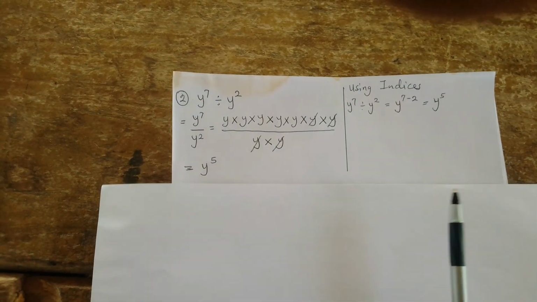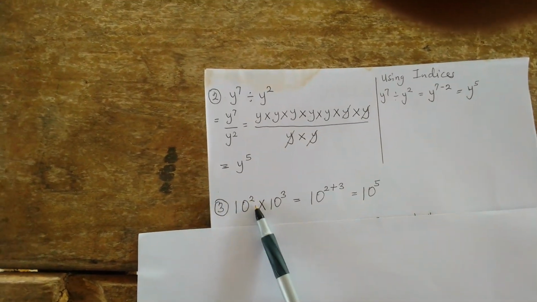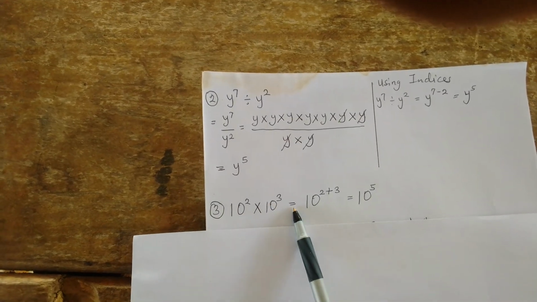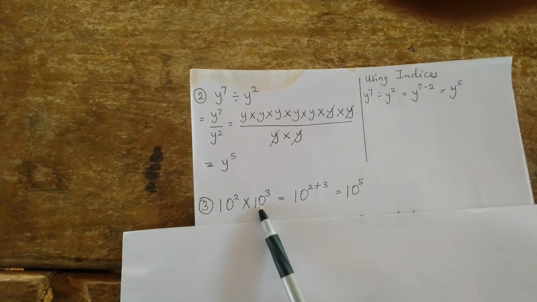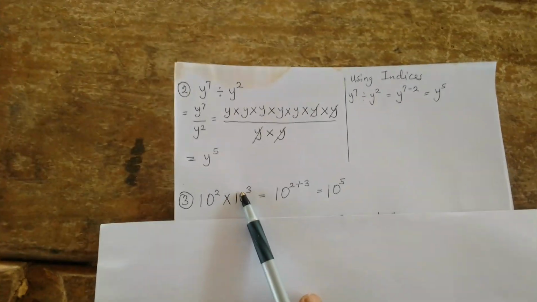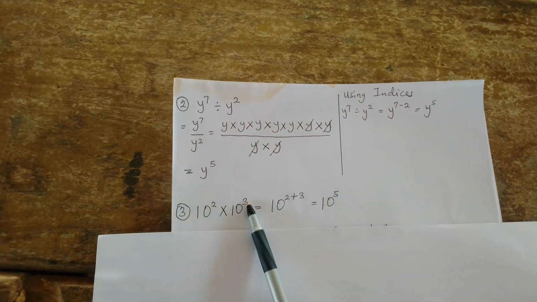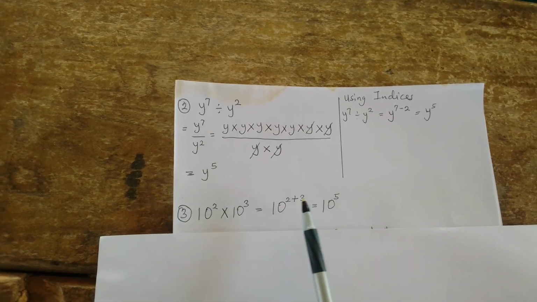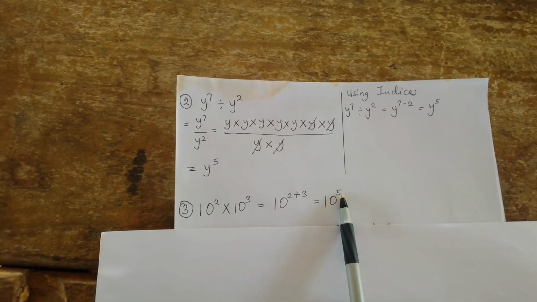So now let's look at another example. We are having 10 raised power 2 times 10 raised power 3. Because you can see that 10 is a constant number and we are having two numbers with powers like this, the law says that what you need to do is to add their powers. So you now have 10 raised power 2 plus 3, which is equal to 10 raised power 5.